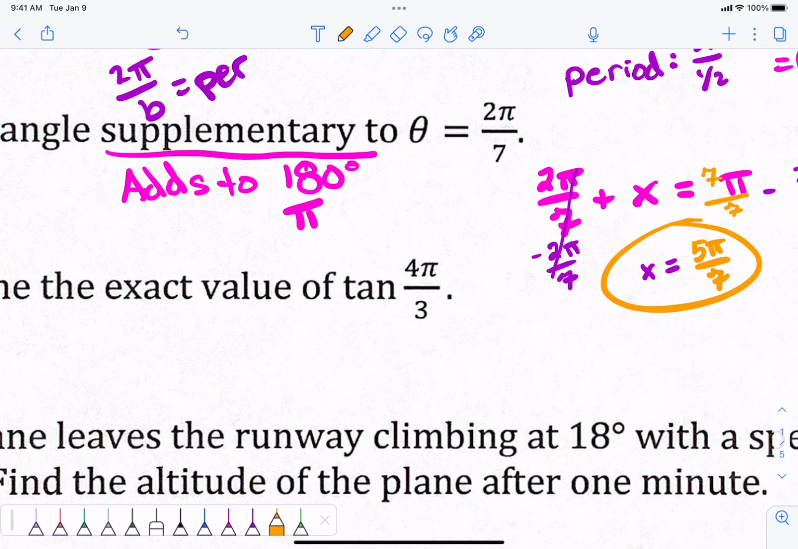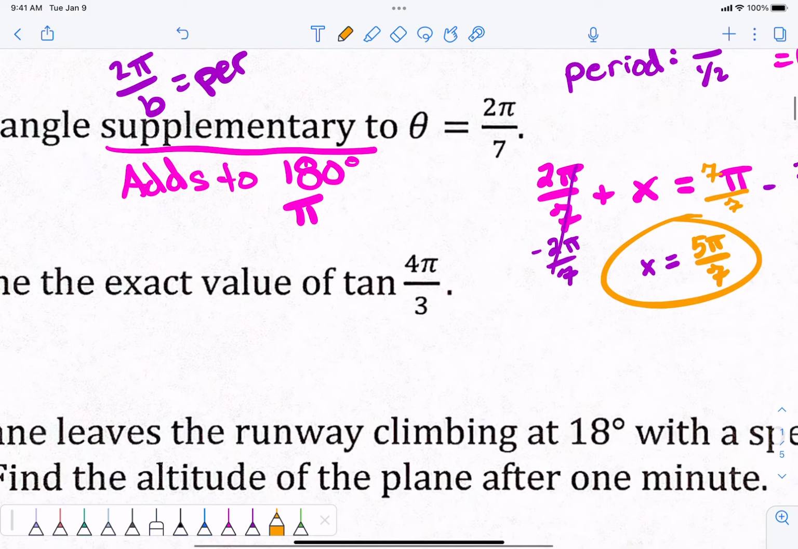What's the exact value of tangent of 4 pi over 3? Square root of 3. Perfect. That's it.